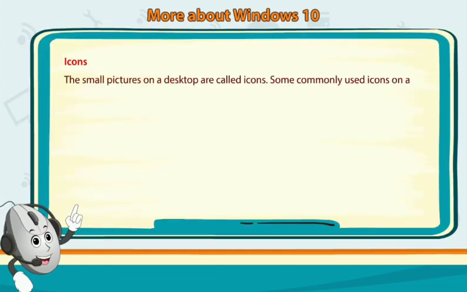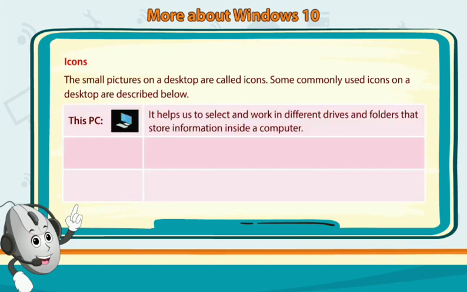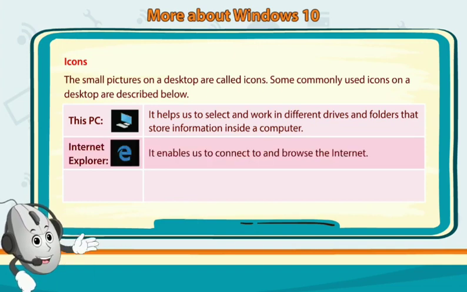Now let's learn about icons. The small pictures on the desktop are called icons. Some commonly used icons on a computer are described below. This PC icon. This PC helps to select the work in different drives and folders, stored information inside a computer. Like in our home, we have different rooms, bedrooms, to store our things. Here we have different drives.